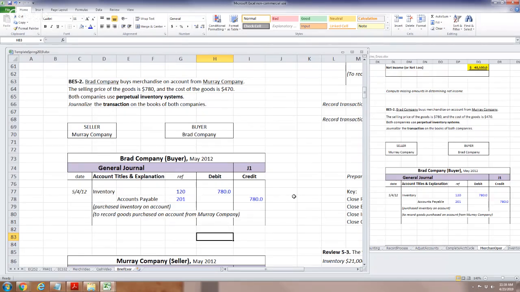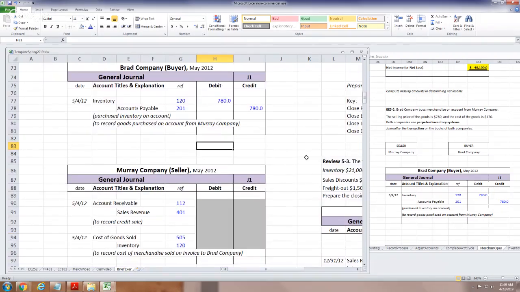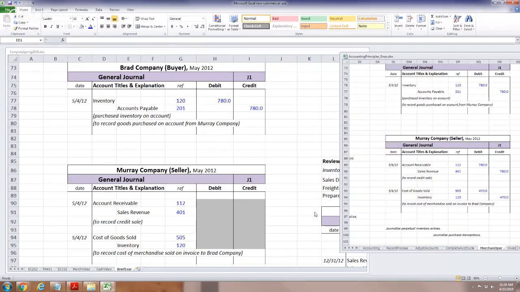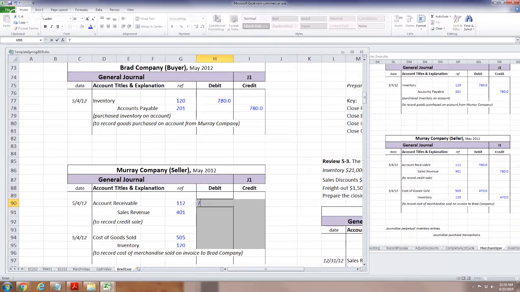Okay, this is how you do a credit sale. The buyer owes the seller, or the supplier, 780. So that's the buyer. Now this is the seller here. He's going to record his 780 as a receivable. So this is a nice perspective on whose transaction is what here, and his costs are 470. Okay, those are the costs. So the difference in there, you can just subtract these, right? About 310.